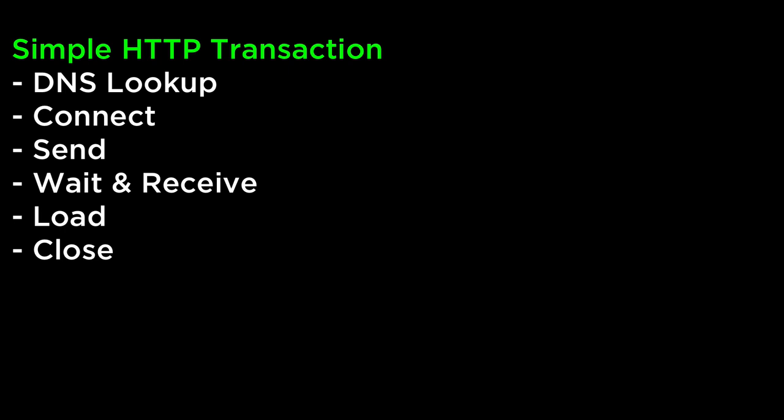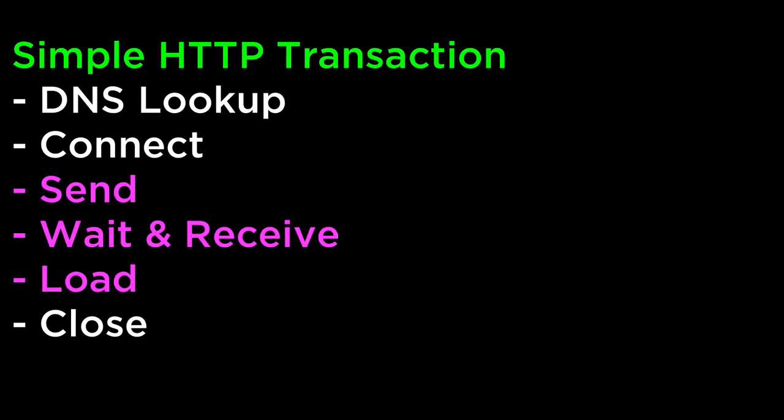The DNS lookup step resolves the IP address of the server given the URL used. The connect step establishes a TCP connection with the IP address of the server. The send step sends the HTTP request to the web server. The wait and receive step waits for the web server to respond to the request. The load step loads the content that was received. The close step closes the TCP connection. So the full lifecycle of each HTTP request response is these 6 steps.